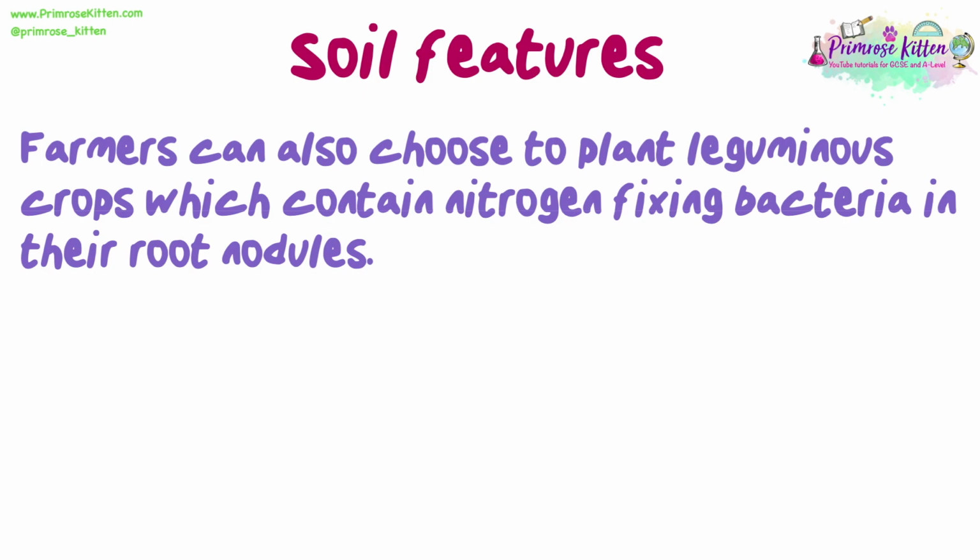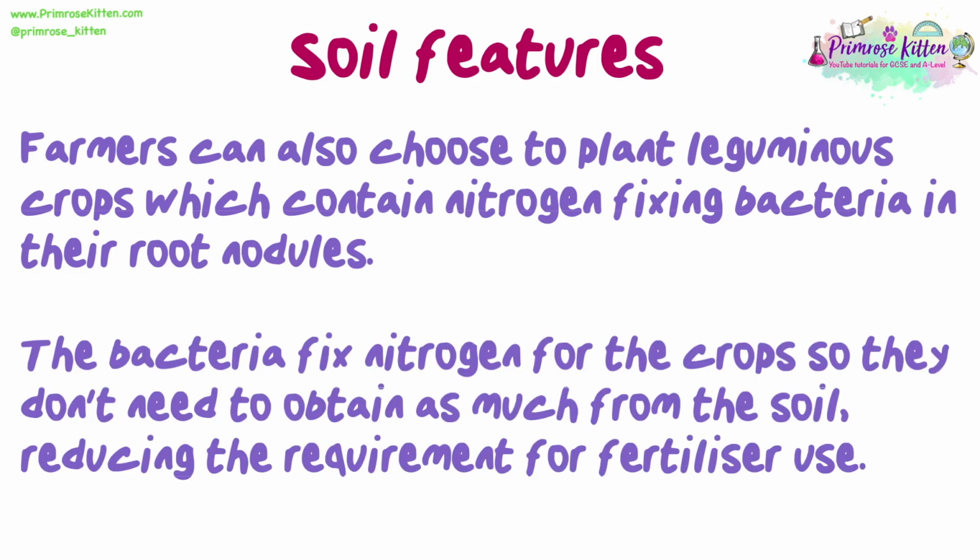Farmers can also choose to plant leguminous crops which contain nitrogen-fixing bacteria in their root nodules. The bacteria fix nitrogen for the crops, so they don't need to obtain as much from the soil, reducing the requirement for fertiliser use.